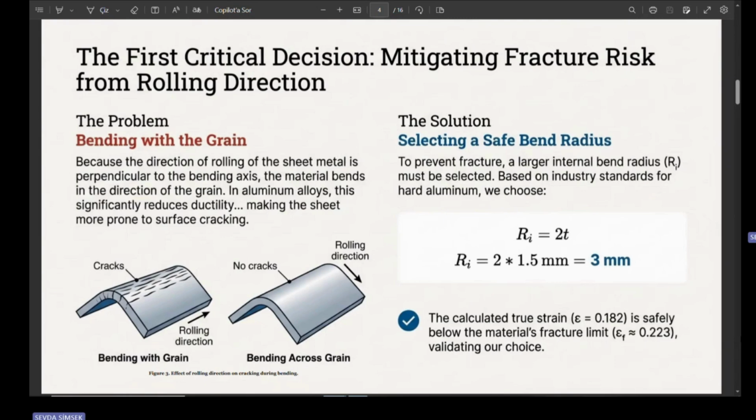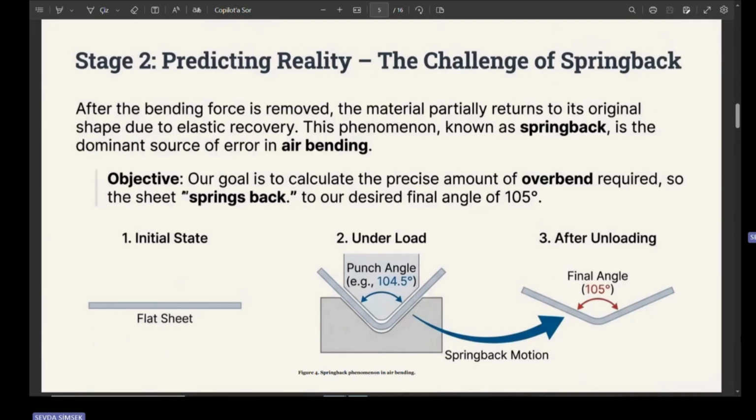In addition, the internal bend radius was chosen as twice the sheet thickness. This selection allows the tensile stresses on the outer surface of the material to be distributed more evenly during bending, reducing the risk of cracking. One of the most significant physical effects encountered in air bending operations is springback, or elastic recovery.